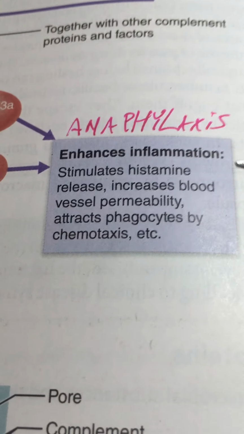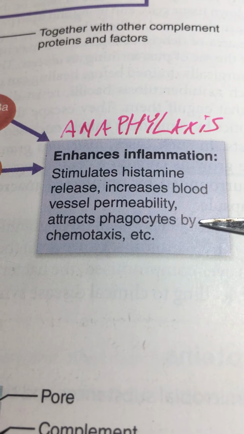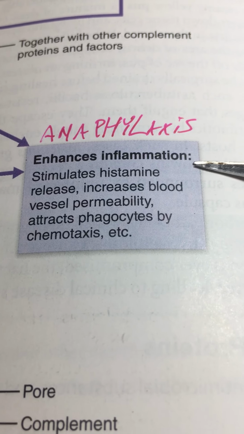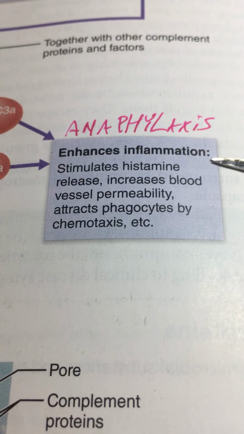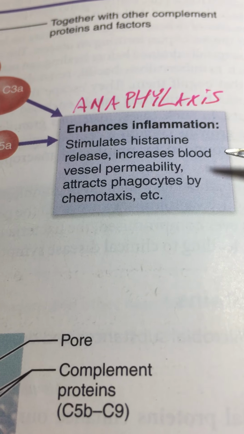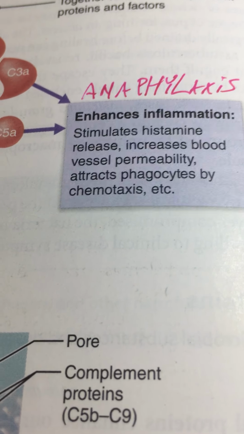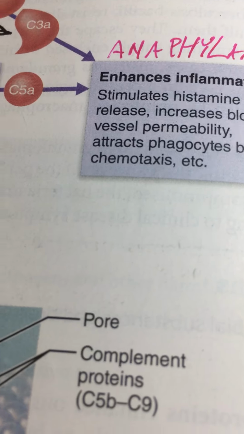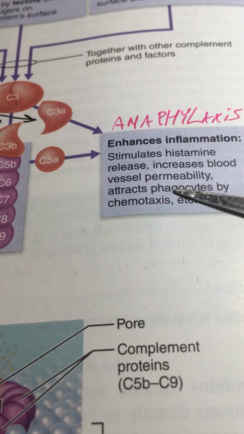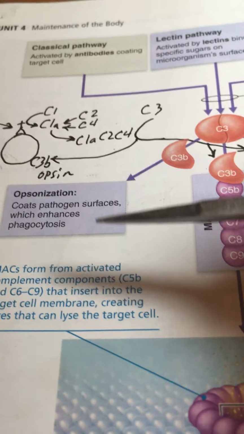C5A is also going to contribute to anaphylaxis, which is an enhanced inflammation, and it's at times thousands of times more powerful than ordinary histamine. If you can imagine that, the death of a small child by a single bee sting can be that sort of intensity, anaphylactic shock.